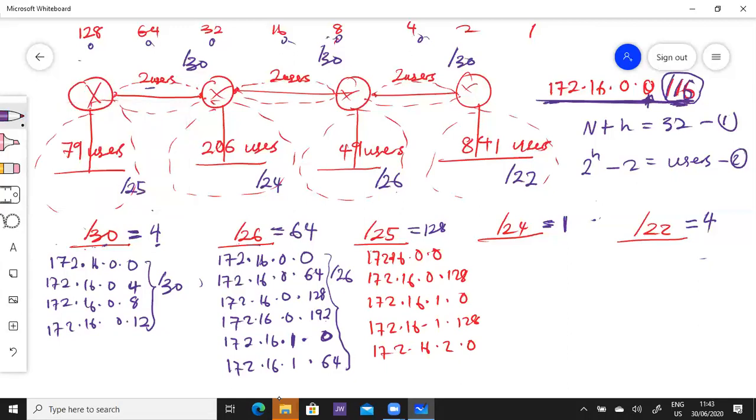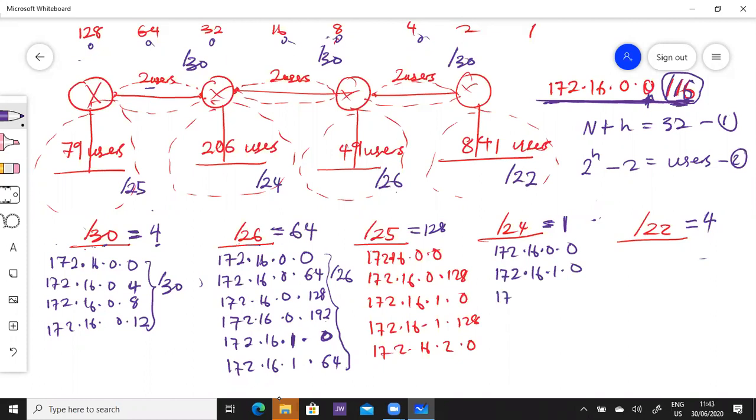/24 can be found in which octet? The third octet. Beautiful. Third octet. So we have 172.16.0.0, and the increment is going to be 1 in the third octet. Third octet. So please take note.